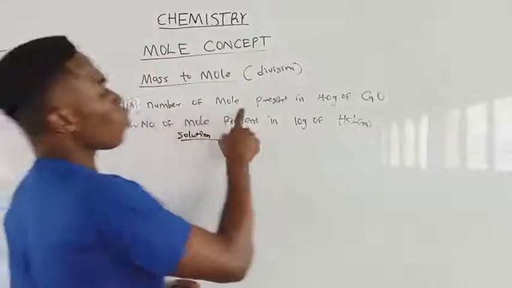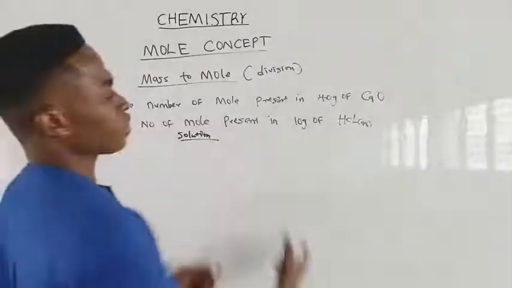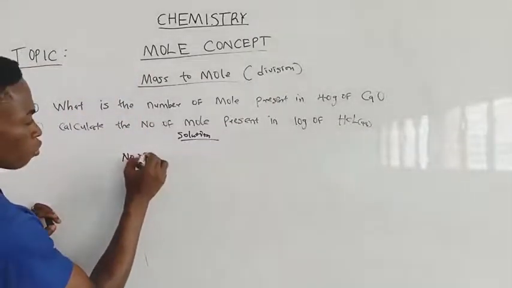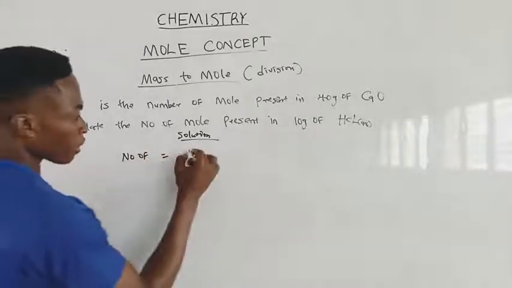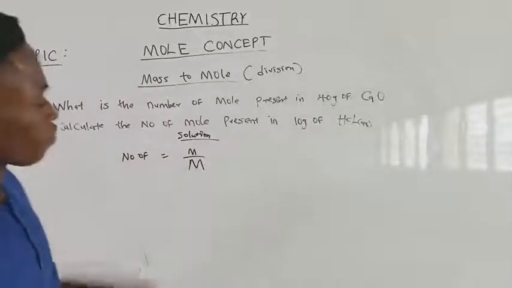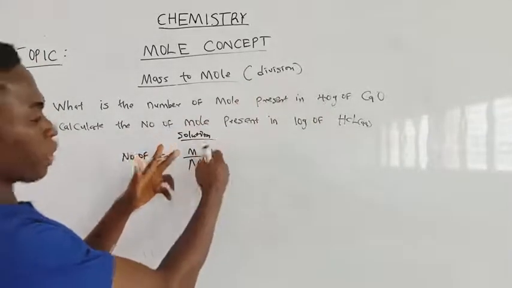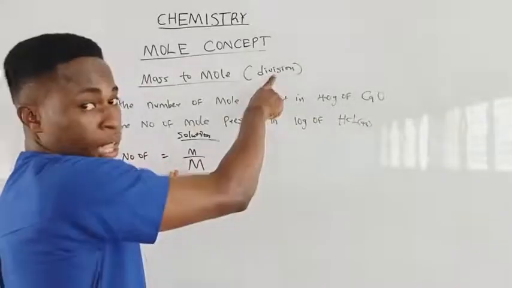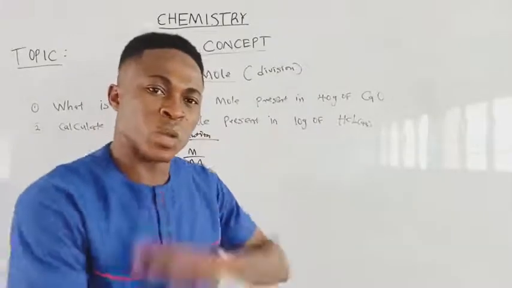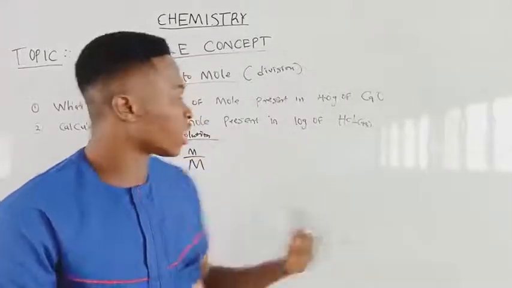What is the number of mole present in 40 grams of calcium oxide? You first ask, what is the formula? Number of mole is equal to mass, small letter, all over molar mass, as a capital letter. Now, the mass is given. That was the reason why they said division. So this is divided by this. That was the reason why I decided to do it one after the other, so that it will not confuse you. Am I communicating? So this is the first one now.